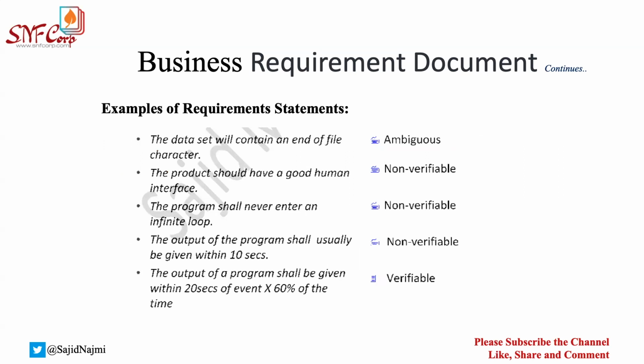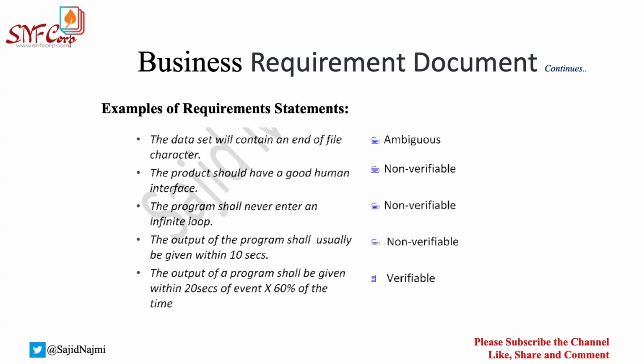Right. So here's an example of the requirements. The data set will contain an end of file character. This is ambiguous. We don't know what it means. It doesn't tell us in detail. The product should have a good human interface. This is again non-verifiable. How would you verify? What do you mean by good human interface? If you're writing this kind of requirement, you should avoid it. These are not clear statements.